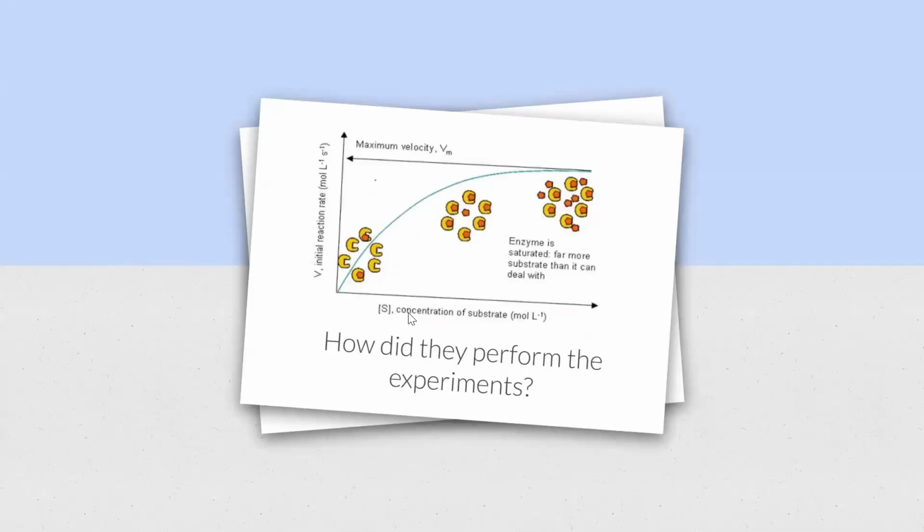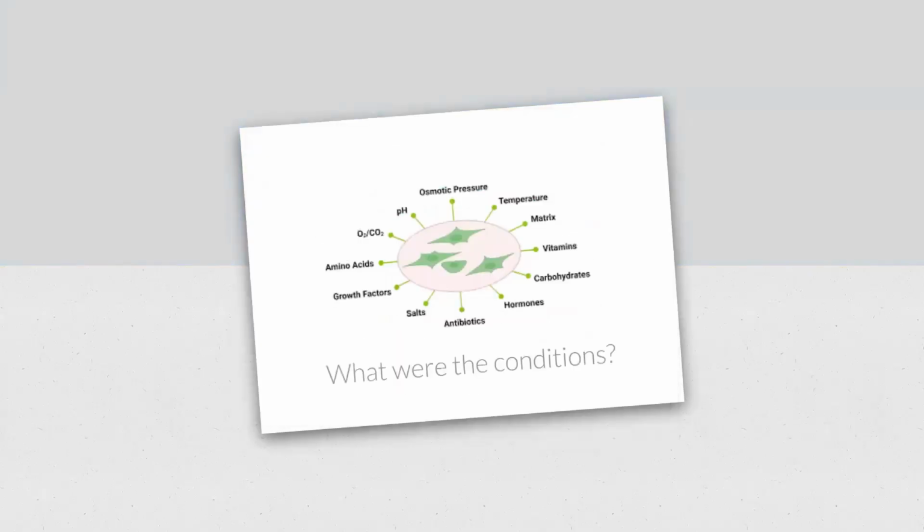So, how did they perform these experiments? Researchers varied one substrate concentration while keeping the other constant, measuring only the initial velocities to avoid product inhibition, and this provided clean data to calculate these measures.